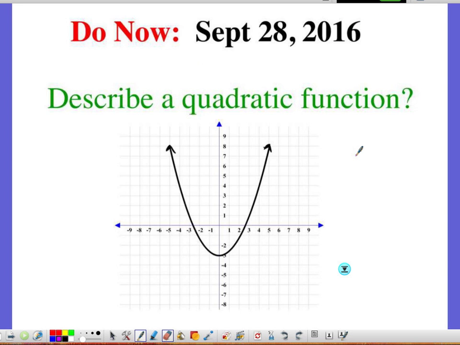By the way, just so you get an idea of how this looks on the graph, the vertex is the lowest or the highest point of a parabola, and the axis of symmetry goes through the vertex. And basically, can you see how the axis of symmetry divides the parabola into 2 equal halves, or divides it down the middle, basically?